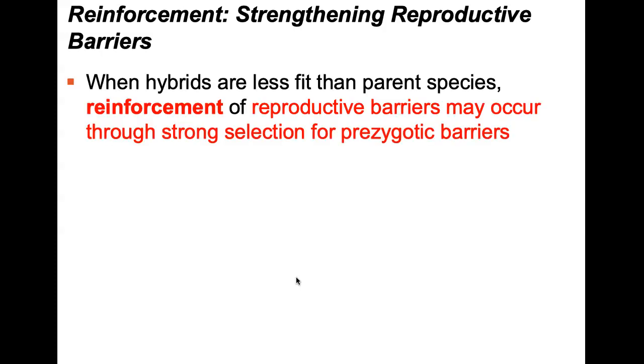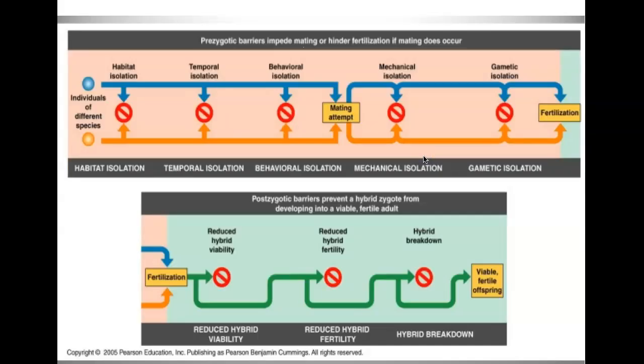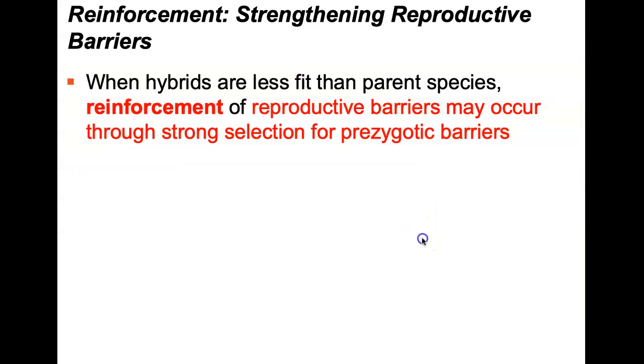It's not great. So reinforcement, we have strengthening reproductive barriers, right? We said when hybrids are less fit than the parent species. So these hybrids are not surviving a whole lot, or even if they survived, they're not producing the F2 generations, then we're selecting against the hybrids. So as a result, the reproductive barriers can select even more for the prezygotic barriers. Over time, the rate of hybridization decreases, right? And then the two different species are staying more and more different from each other.